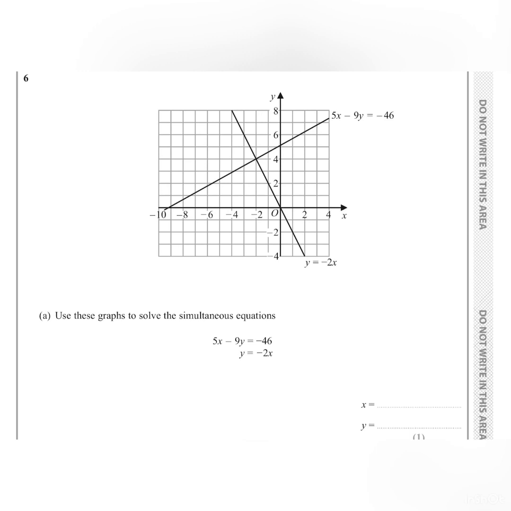Okay, question number 6, nice and easy for 1 mark. It says use these graphs to solve the simultaneous equations. 5x take away 9y equals minus 46 and y equals minus 2x. Now the solutions are where the lines cross each other, and it's the intersection point. So if you read the x value, that is -2. If you read the y value, that is 4. So that is the answer for this question.